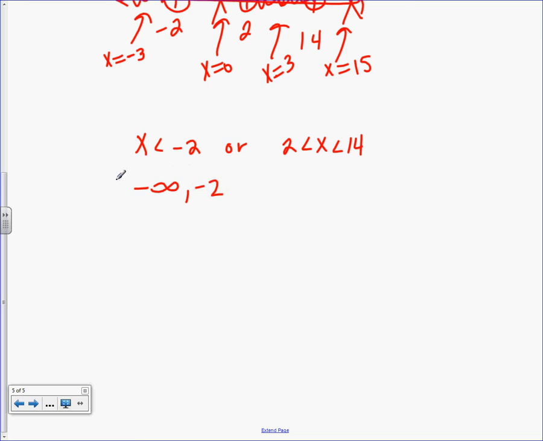-∞, -2. What does infinity always get? Parentheses. What does the -2 get? Parentheses. Union 2 to 14 is like this, and they both have parentheses. That is your final full credit answer. I'm done. Drop the pencil.